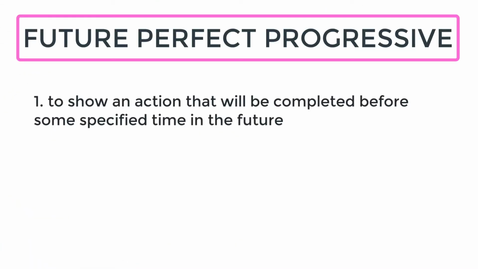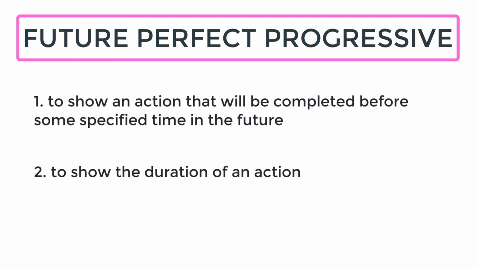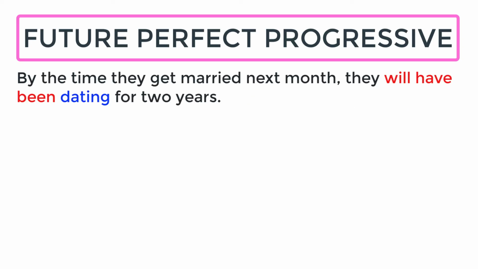The future perfect progressive tense is used to show an action that will be completed before some specified time in the future, and also to show the duration of an action. Let's look at these example sentences. By the time they get married next month, they will have been dating for 2 years.